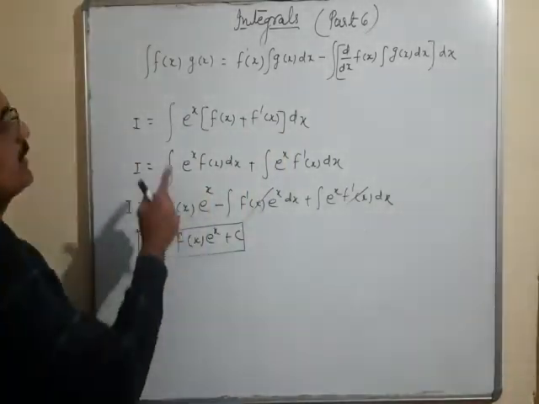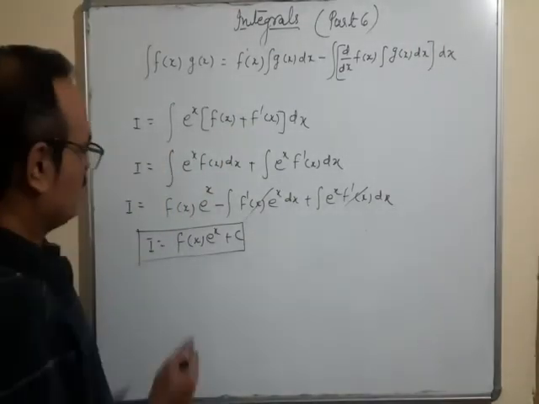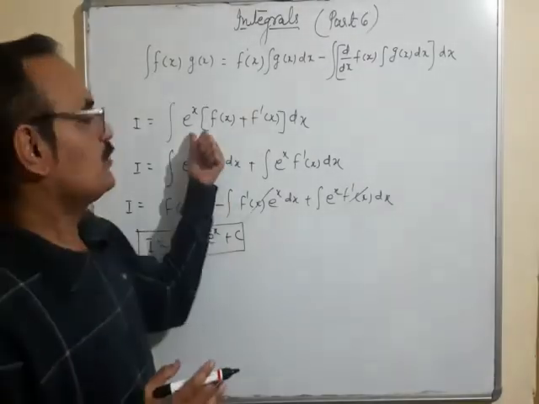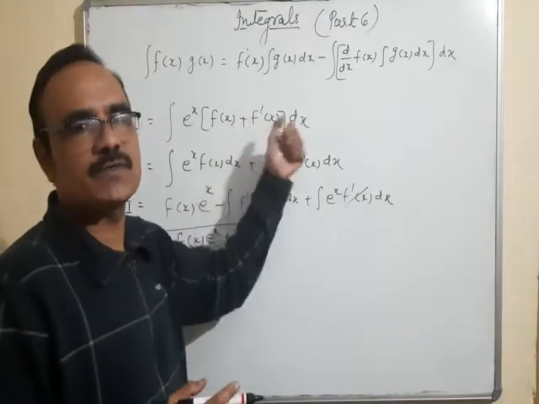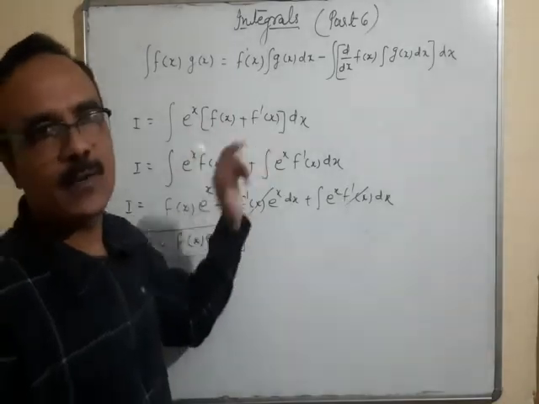Then simply the integration is e to the power x f of x. Okay. E to the power x f of x. But it is a very special case. E to the power x is there, first function, and second term is a differentiation of the first function. Only then the direct result you can write here e to the power x f of x plus c.